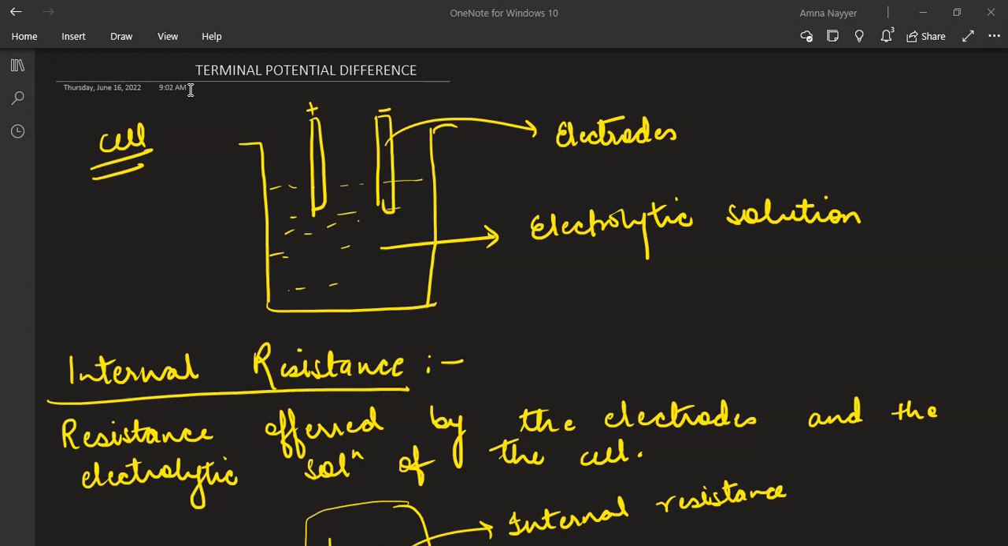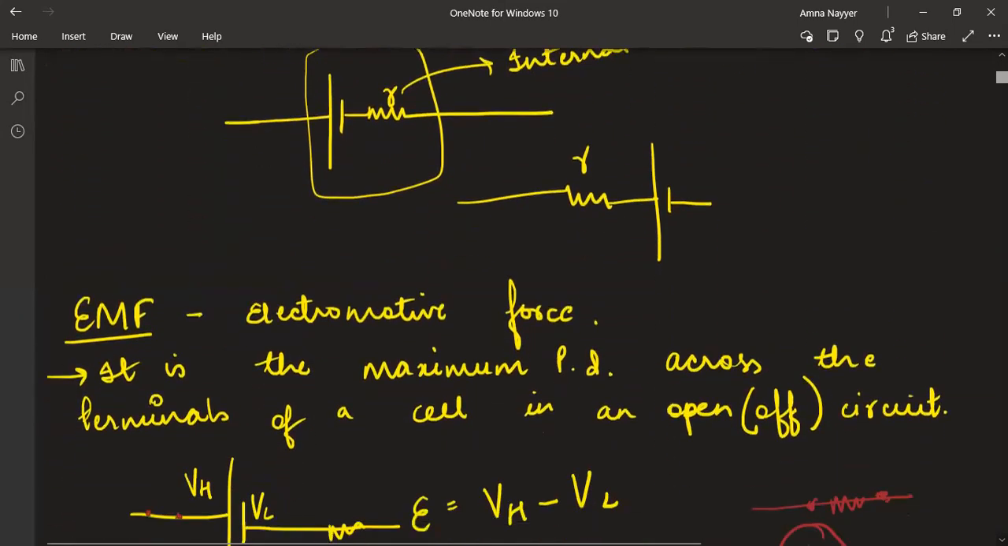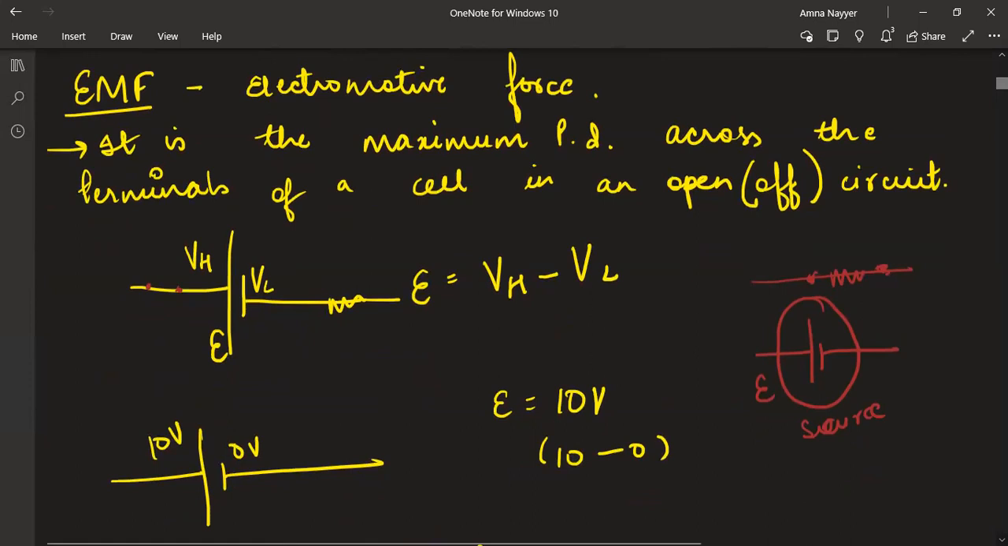So positive and negative electrodes will be there in the electrolytic solution. The resistance that this electrolytic solution and the electrodes offer is known as internal resistance. Both electrodes, your cathode and anode, plus your electrolytic solution add up and give your internal resistance, which is usually denoted by small r, and many times it is omitted in the circuits of the cells.